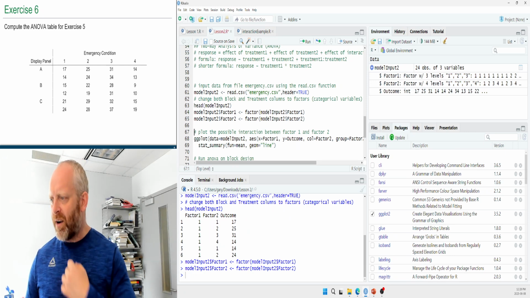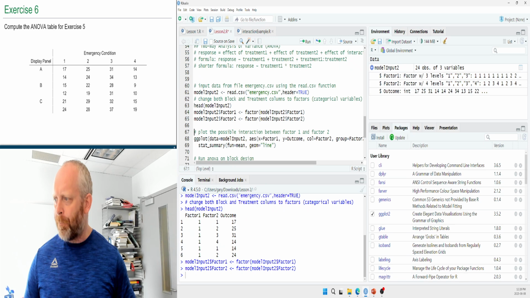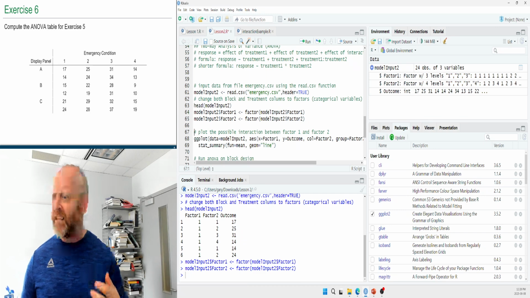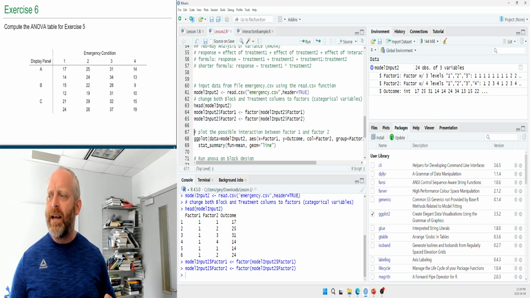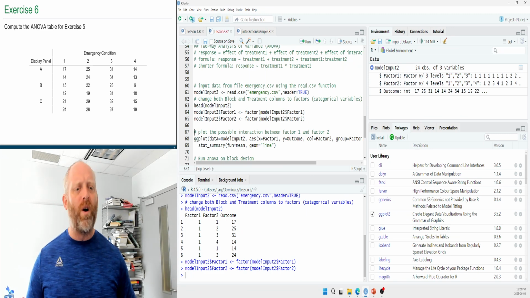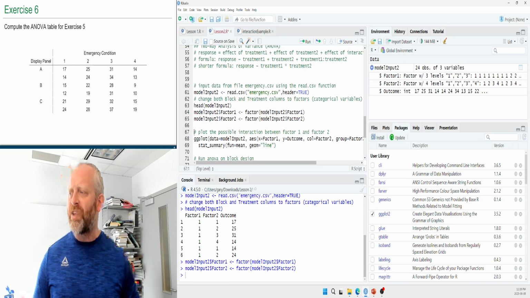All right, so what do we want to do now? The first thing, and the question hasn't asked us at this point in time, is let's look at whether there is a possible interaction between factor 1 and factor 2. So this is where I'm going to use ggplot.